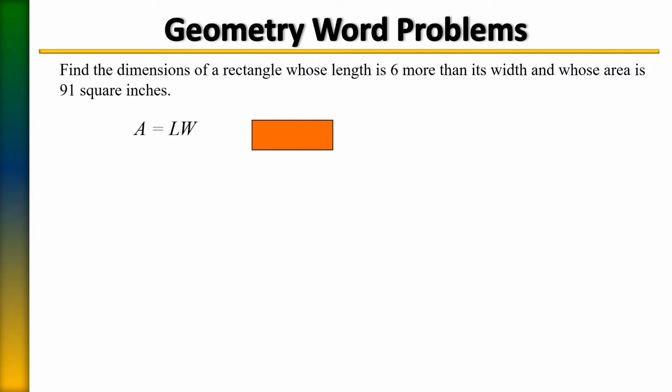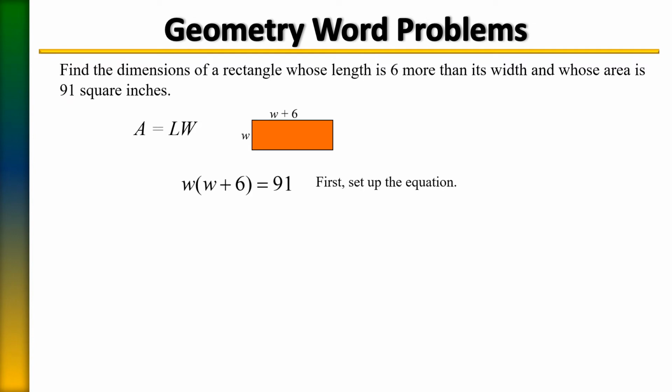So in the word problem, we were told that the length, the long side, was 6 more than the width. Since they did not give us the width, we're going to just use the variable w. So the long side was 6 more. 6 more means plus. So it was 6 more than whatever the width is. We don't know what the width is, so let's just use a w for that. We do know that we were told that the area was 91. So we can plug everything in and set our equation up.